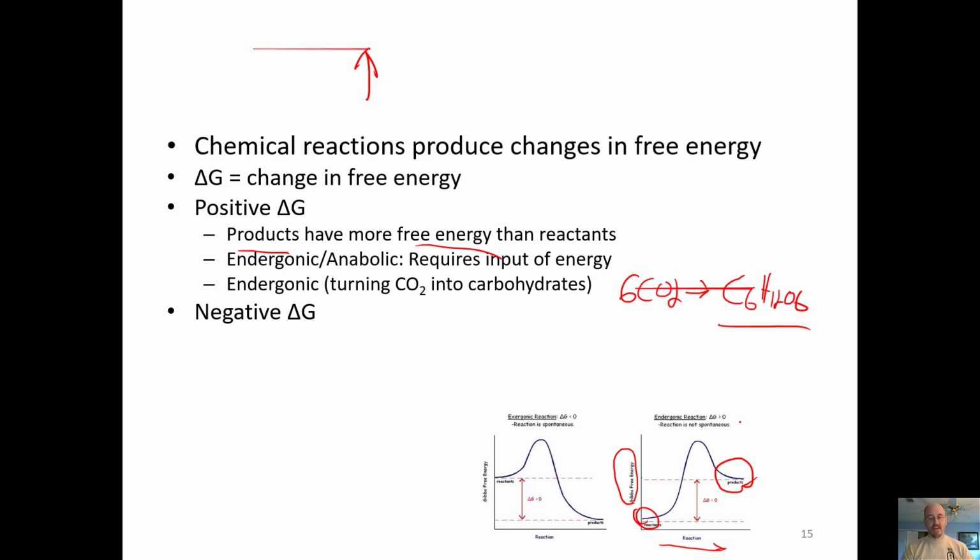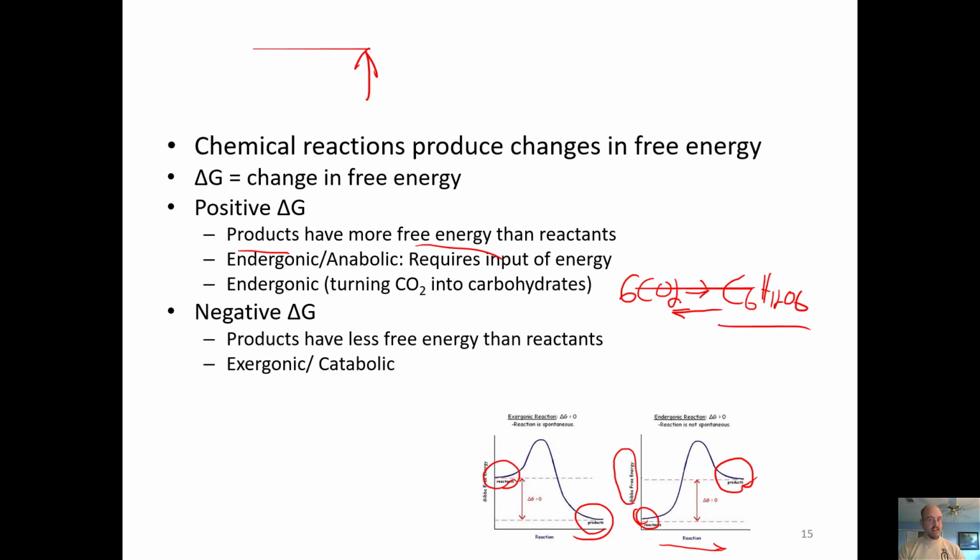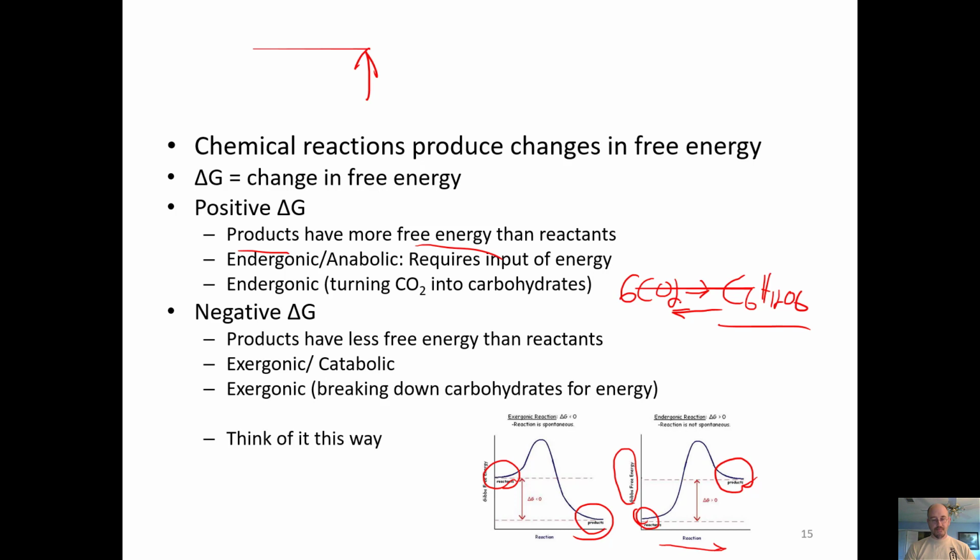Negative delta G reactions are like the one down here, where you had a lot of energy in the molecules you started with, and the molecules at the end have very little energy in them. That's like this reaction here backwards. Taking sugar and digesting it and using it to run your body, you release CO2 in the process. So products have less energy than the reactants, less free energy. This is an exergonic reaction or catabolic process. So we break things down. That's why it's catabolic, and it released energy, which is why it's exergonic. An example, once again, is breaking down carbohydrates such as glucose to extract energy.